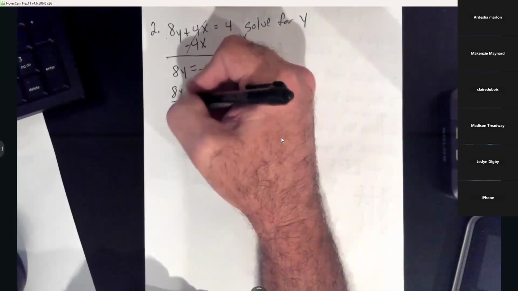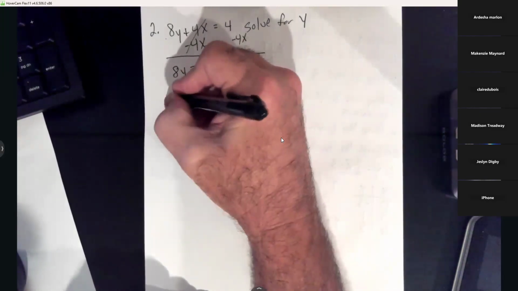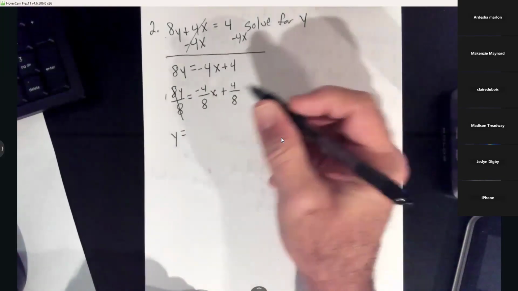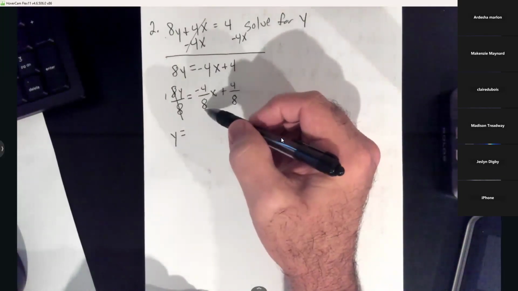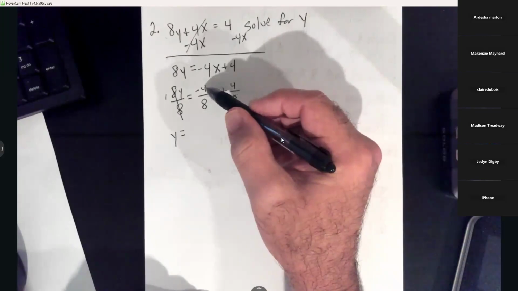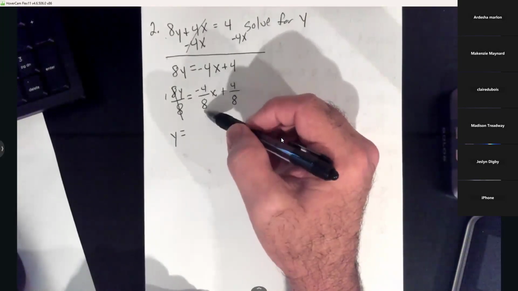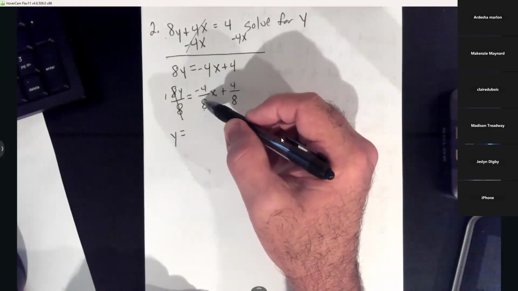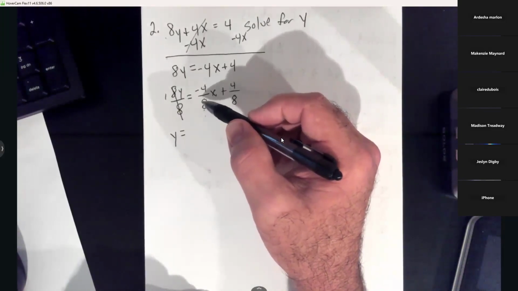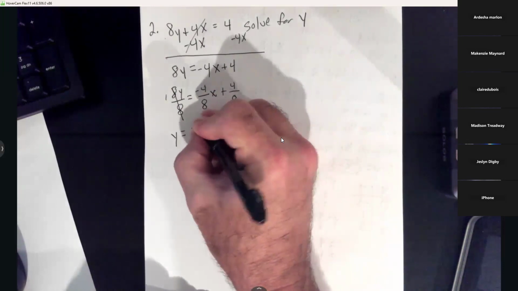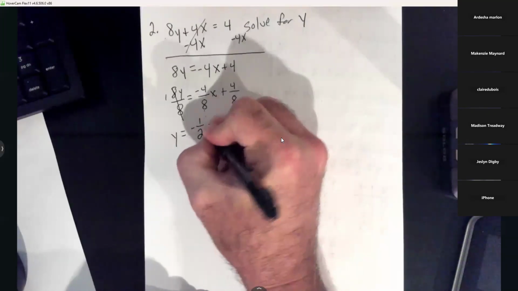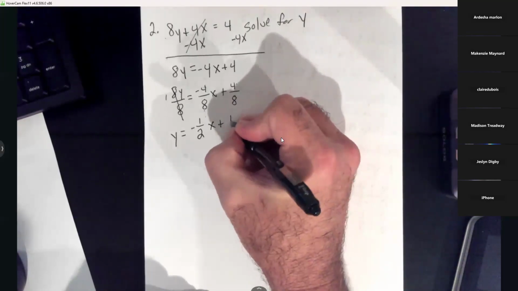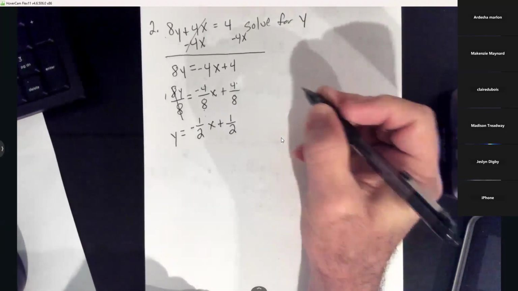All right, so the reason I did that, 8 divided by 8 makes that a 1. So I got 1y. Now, negative 4 will not divide by 8, but this will reduce. So negative 4 over 8 will reduce to a negative 1/2 x. And then this one, 4 over 8, reduces to a positive 1/2.